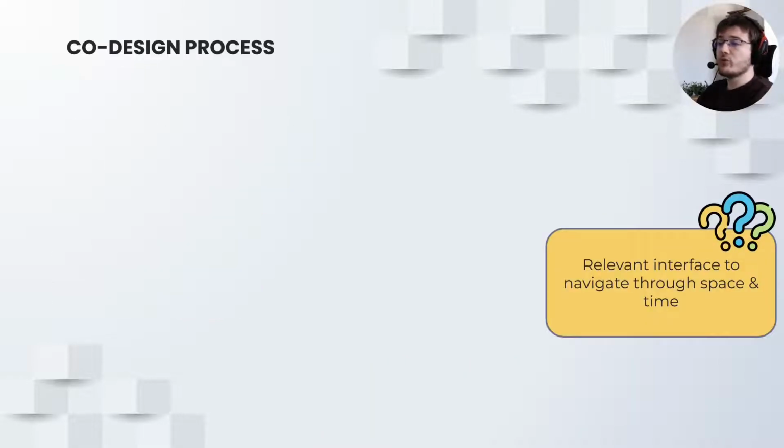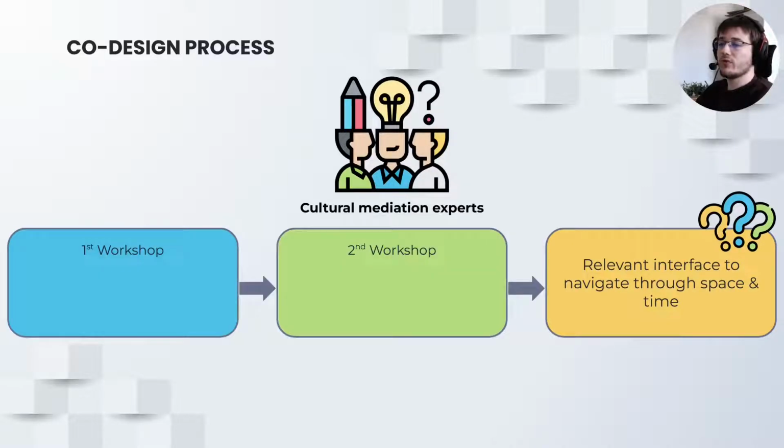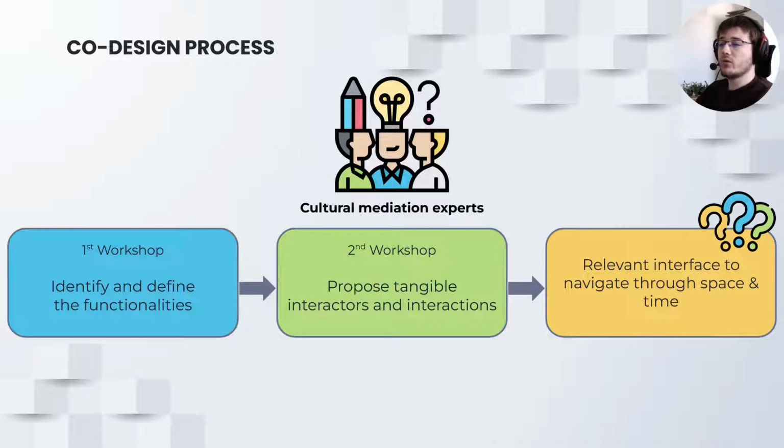In order to propose an interface that would be relevant, we set up a co-design process involving cultural mediation experts. This process consists of two collaborative workshops. The first one was to identify and define a set of functionalities that would allow users to navigate through space and time in a digital environment. And the second was to propose tangible interactors to carry out the functionalities identified previously.